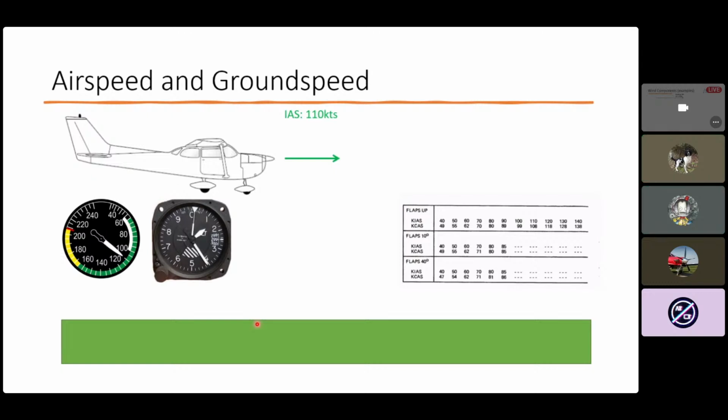108 knots. Excellent. Agree. 108. So slightly less than our indicated airspeed. It's not going to make a huge difference. But we need to know our true airspeed. So how do we do that?